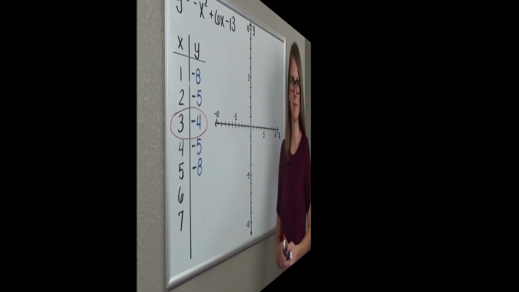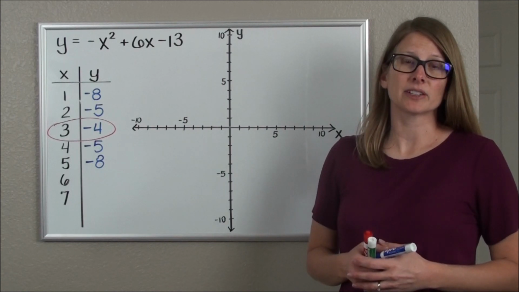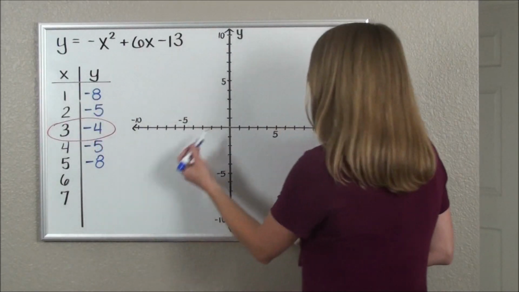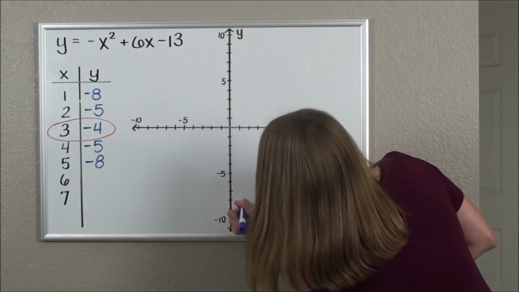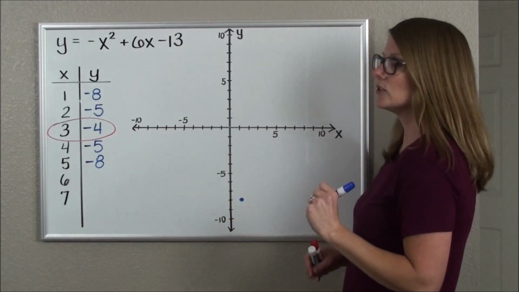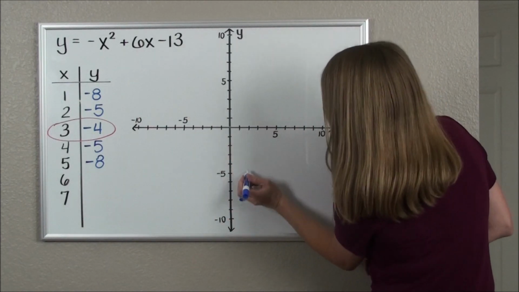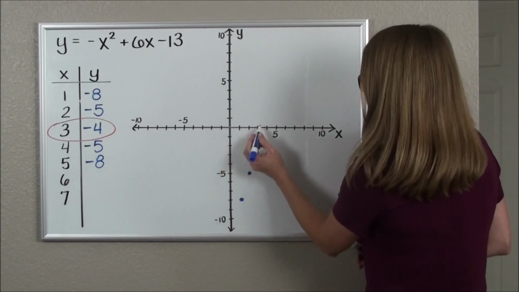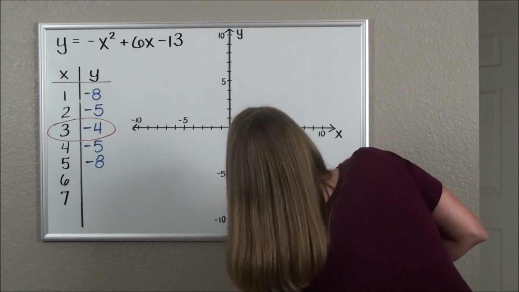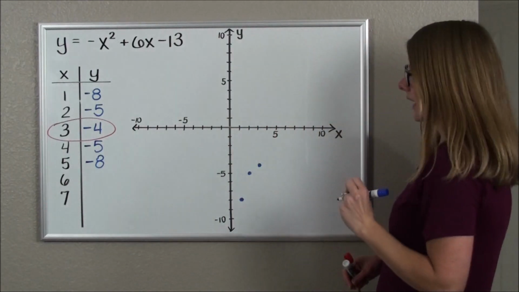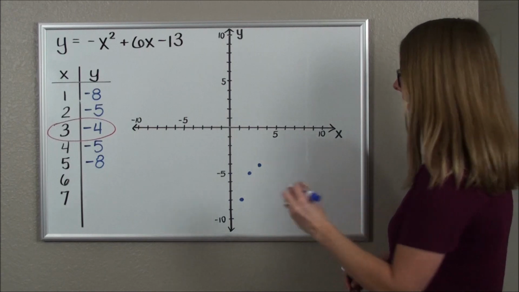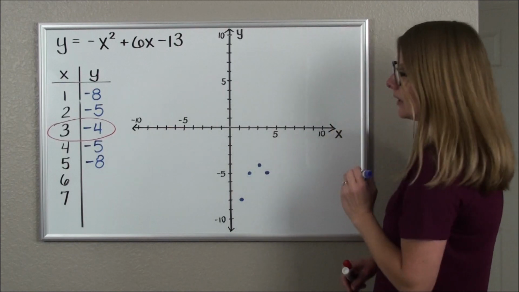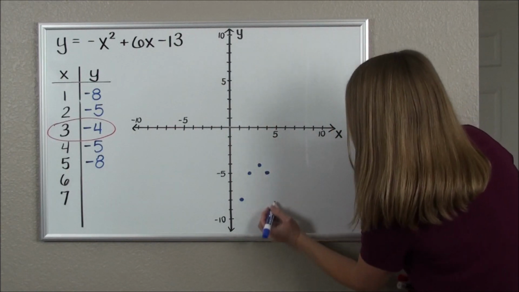Let's take a look. Okay, so now taking our ordered pairs and translating them into points on the graph. First I have 1 comma negative 8, which says to go right 1 and down 8. Then I have 2 negative 5, so we go right 2, down 5. 3 negative 4, right 3, down 4. And then here's where I now have the mirror image. 4 negative 5 says to go right 4, down 5. And 5 negative 8 goes right 5, down 8.